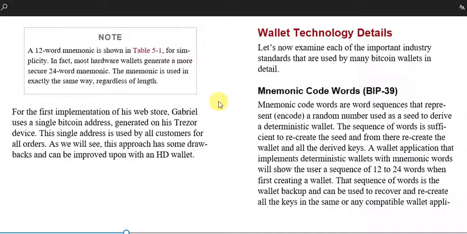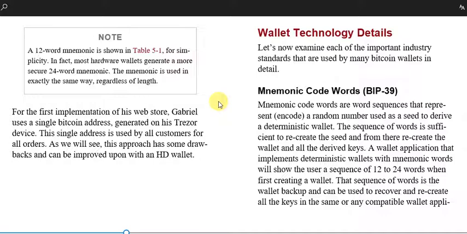Wallet technology details. Let's now examine each of the important industry standards that are used by many Bitcoin wallets in detail. Mnemonic code words, BIP39. Mnemonic code words are word sequences that represent, encode, a random number used as a seed to derive a deterministic wallet. The sequence of words is sufficient to recreate the seed and from there recreate the wallet and all the derived keys. A wallet application that implements deterministic wallets with mnemonic words will show the user a sequence of 12 to 24 words when first creating a wallet.